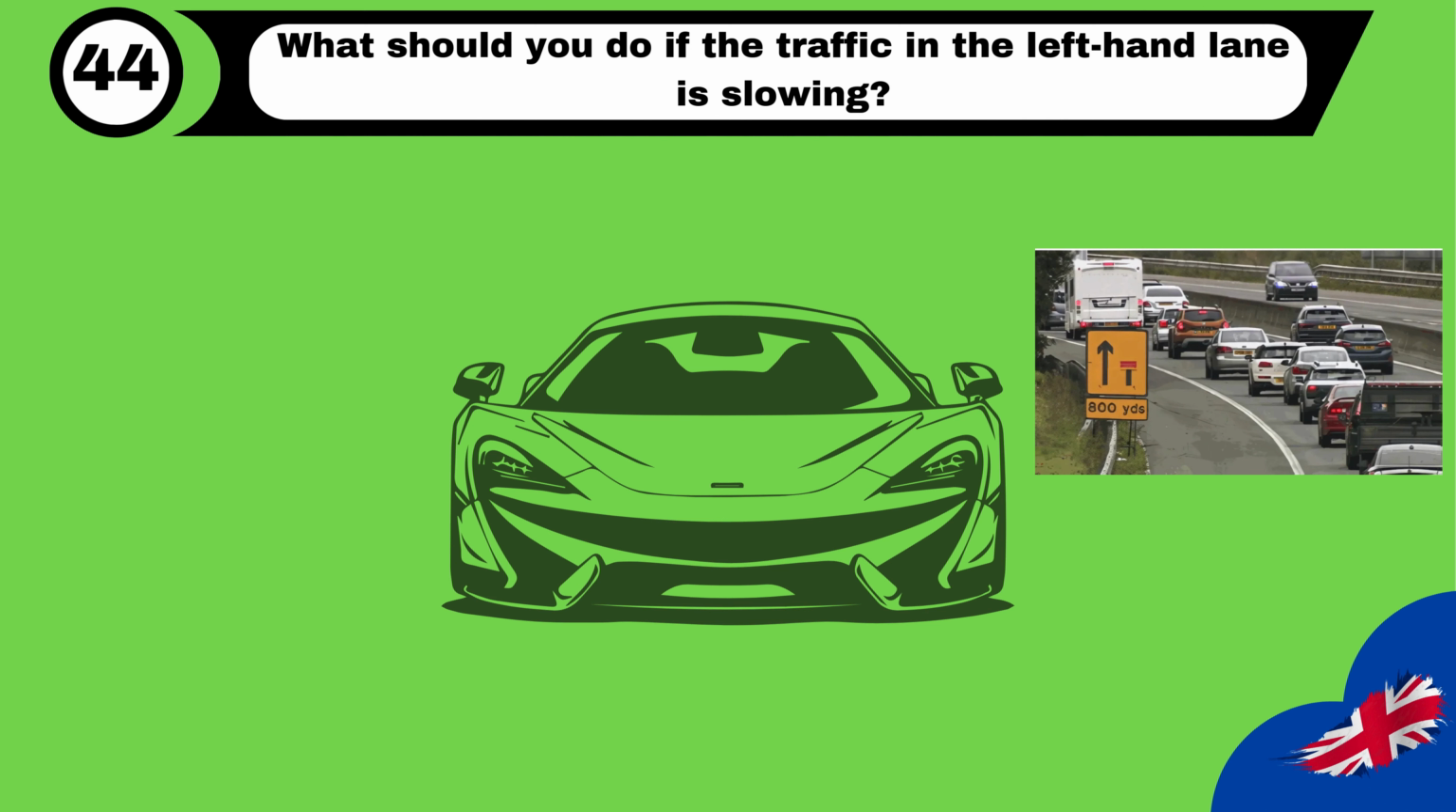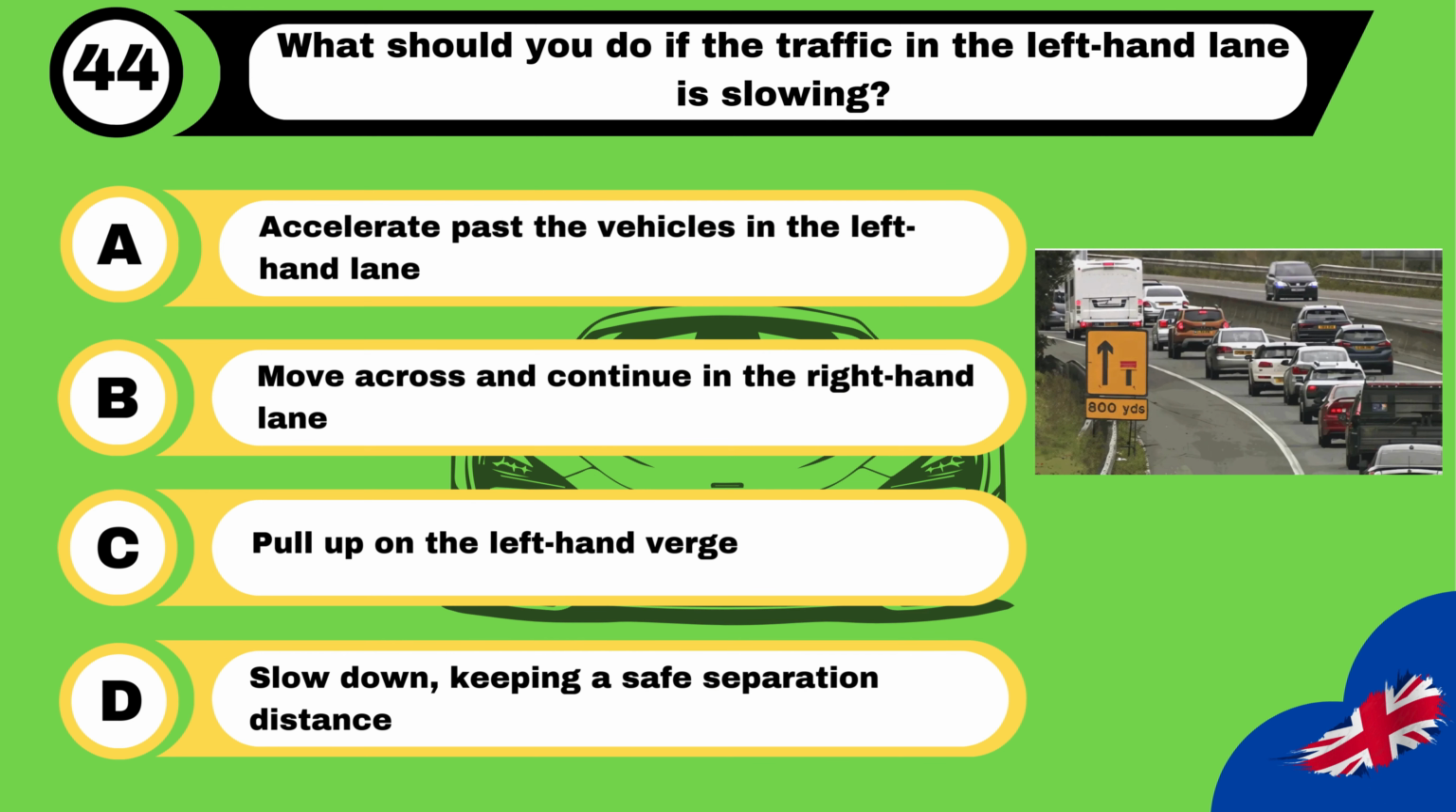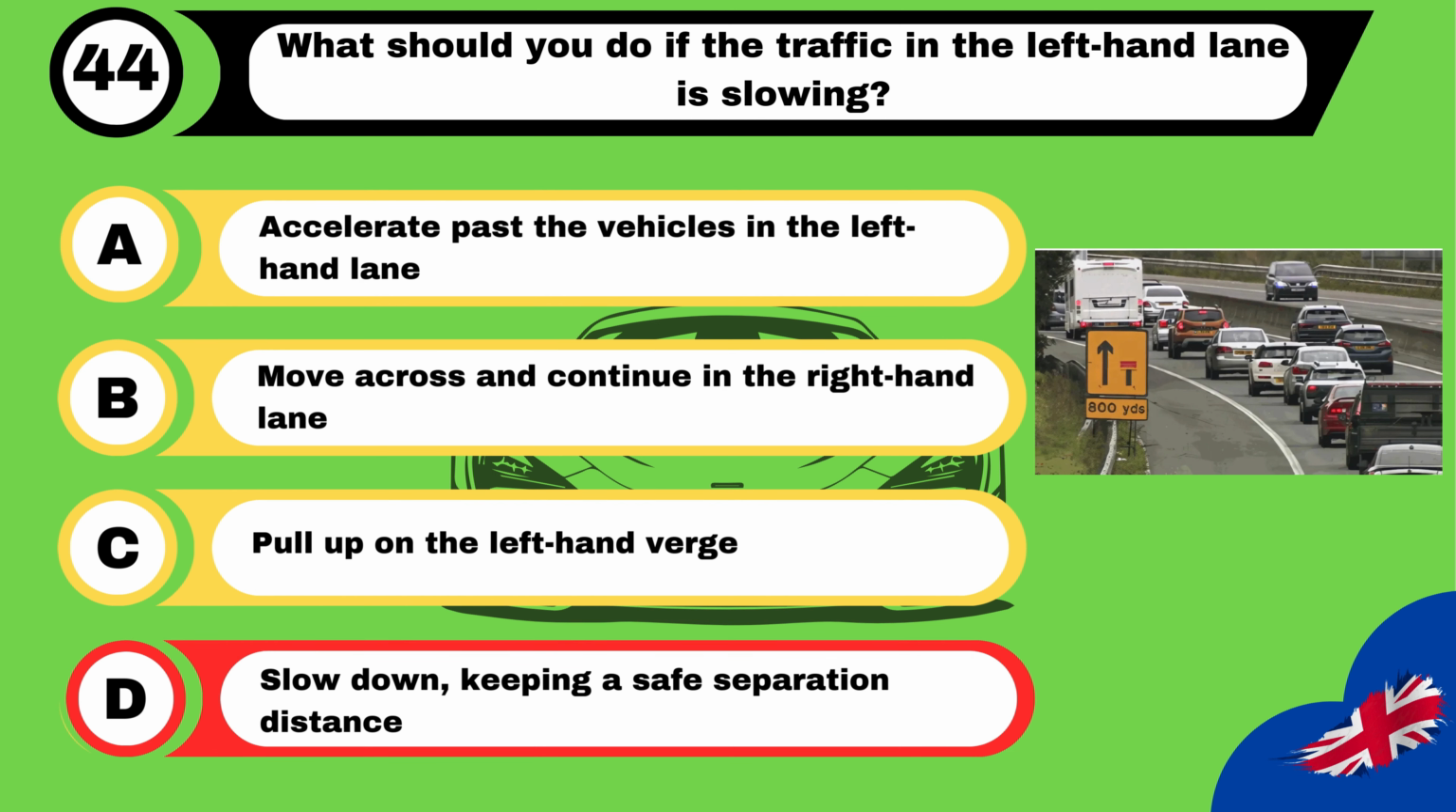Question 44. What should you do if the traffic in the left-hand lane is slowing? A. Accelerate past the vehicles in the left-hand lane. B. Move across and continue in the right-hand lane. C. Pull up on the left-hand verge. D. Slow down, keeping a safe separation distance. The answer is D. Slow down, keeping a safe separation distance.